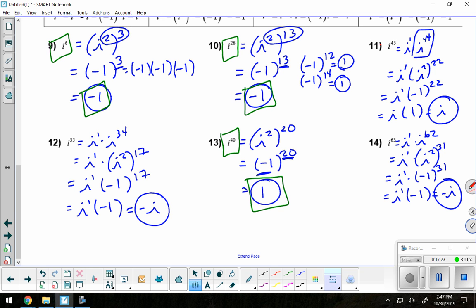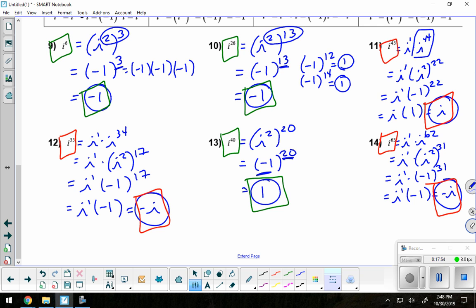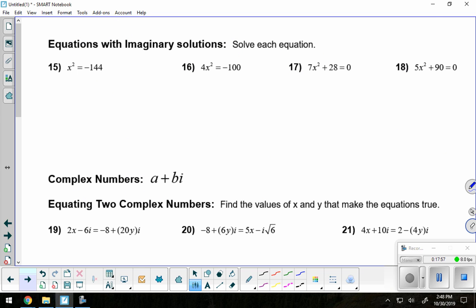Versus if you have an odd exponent, let me change my color again. If you have an odd exponent like i to the 45th, our answer was i, to the 35th, answer was negative i, and i to the 63rd, we got negative i again. So if you have an odd exponent, your answer is either going to be i or negative i. So you have one of 4 possible solutions, either positive 1 or negative 1, or positive i or negative i. Okay, so keep that in mind when you're working these out later in your examples. Okay, moving forward here, on to the next page.